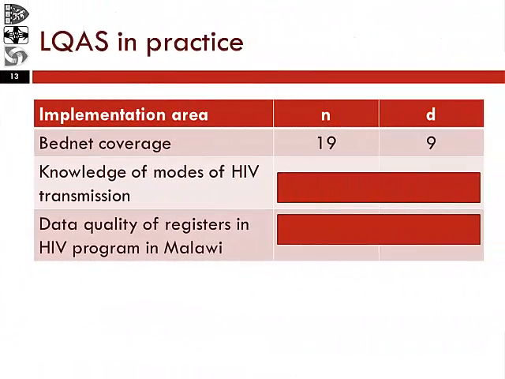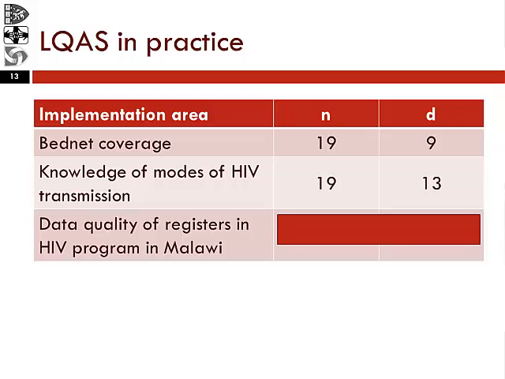Now remember, every system will have a different sample size and decision rule. So this was a sample size and decision rule that we used to look at the level of bed net coverage. So sample size of 19, a decision rule of 9.